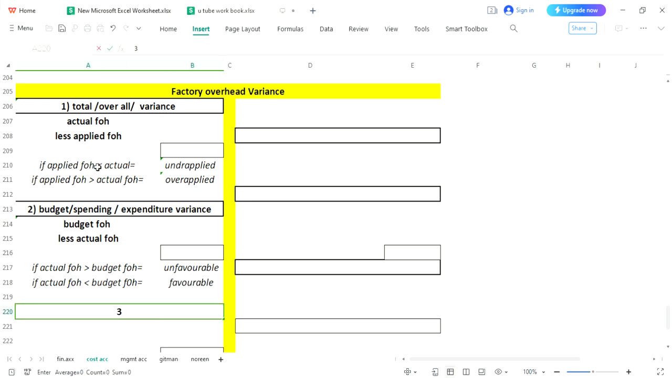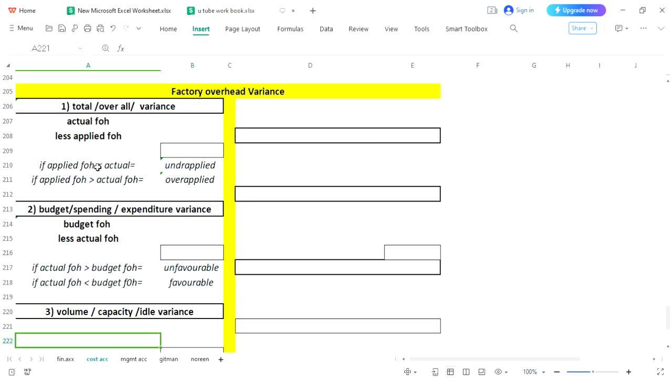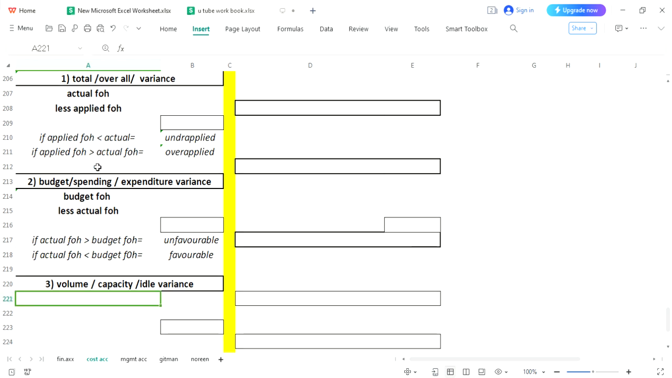Then the number 3 variance is volume, capacity or idle capacity variance. It is a relationship between budget and applied FOH. So you will write budget FOH and then applied FOH would be written over here, and finally you will calculate its variance by taking the difference between budget and applied. Next you will conclude by putting your attention upon budget.